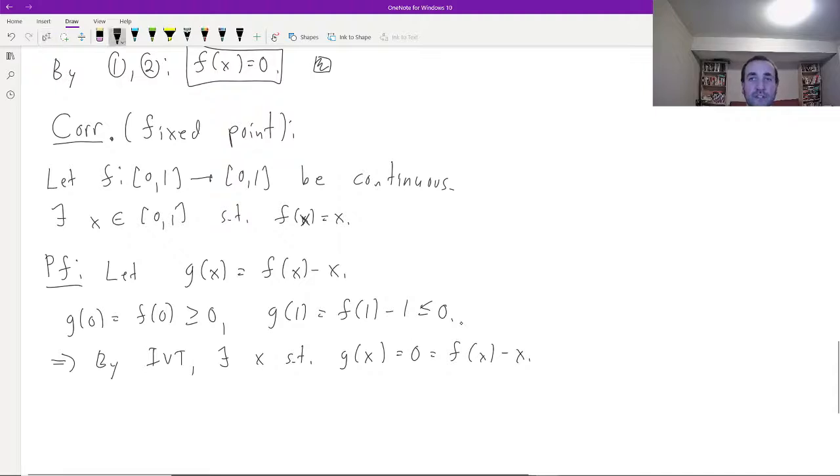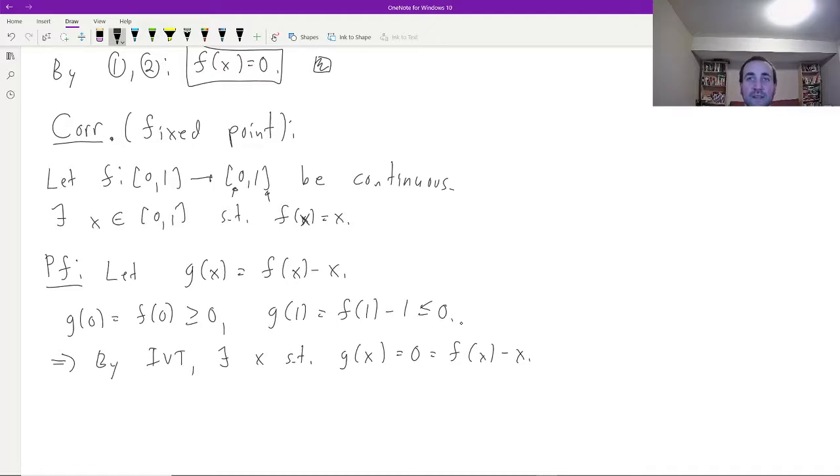I'm going to define a new function g of x to be f of x minus x. And we notice the following. g of 0 is f of 0, which of course is in this interval, so it's non-negative. And g of 1 is equal to f of 1 minus 1. Well, f of 1 is less than or equal to 1, and so g of 1 is less than or equal to 0. So I have this function g that's continuous, because f is continuous, and of course x itself is continuous.